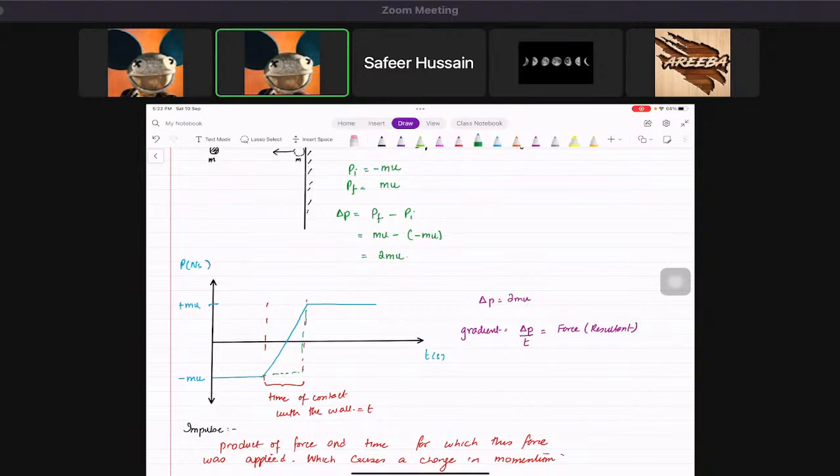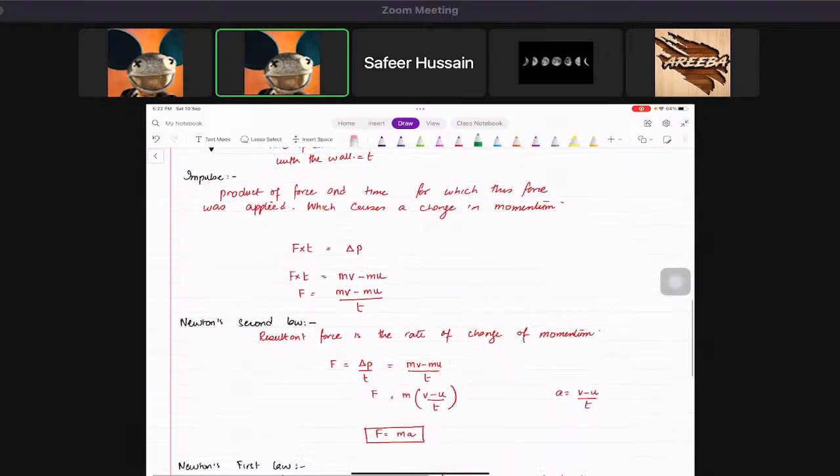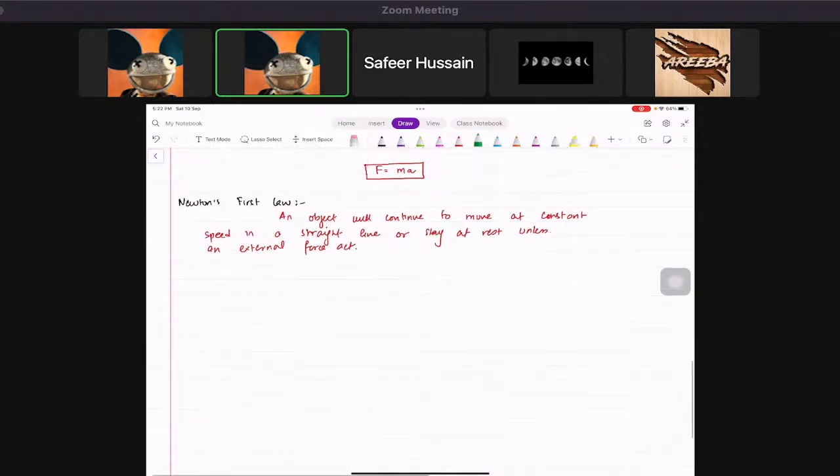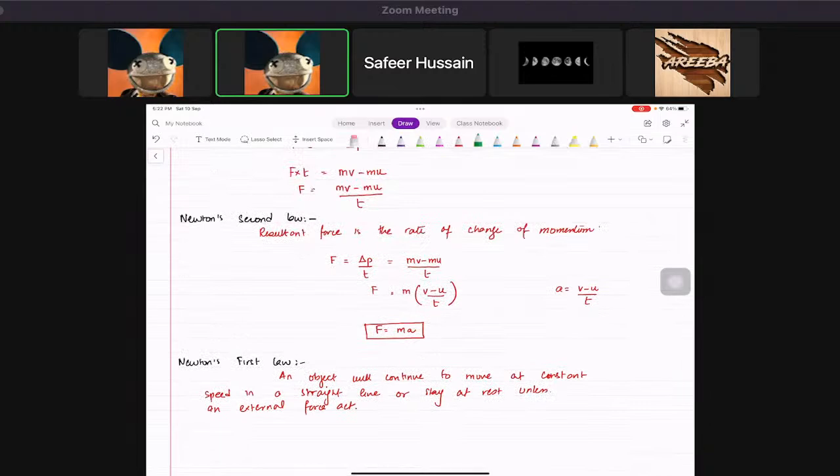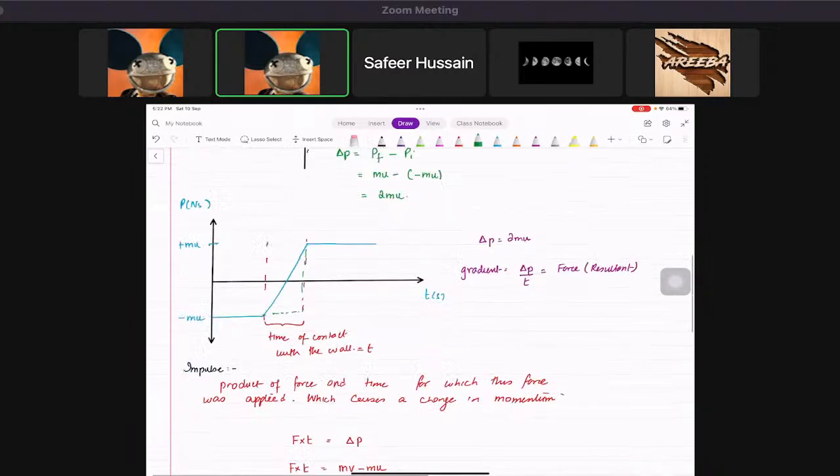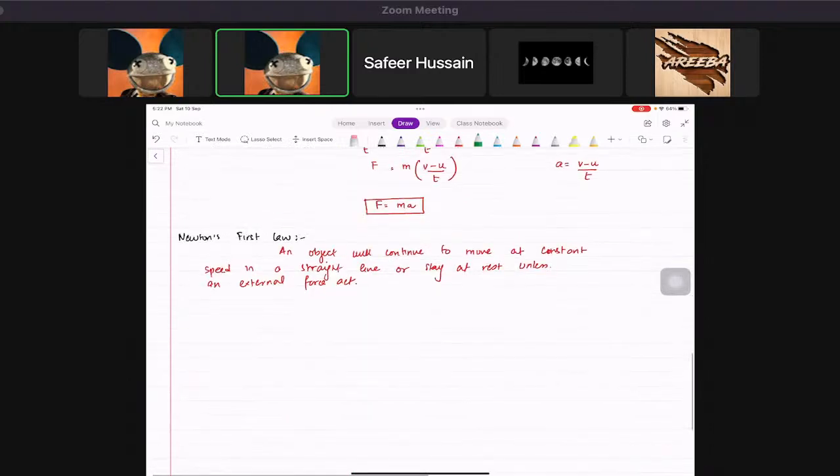Okay. Now, so going with this one, we just understood what Newton's second law and the first law is, and we also understood how we can interpret the graph of momentum in time. So the gradient would always show you the resultant force.